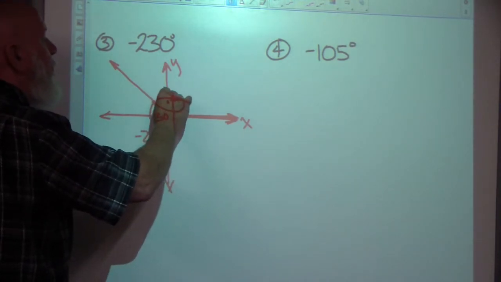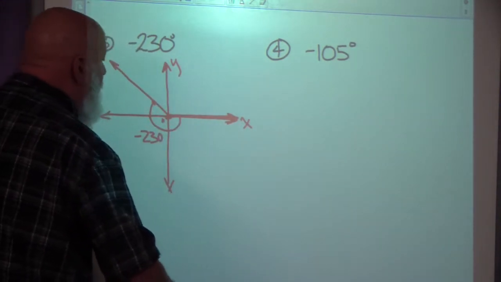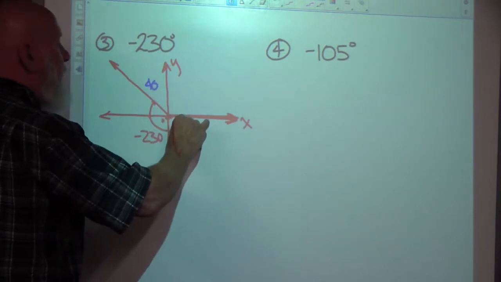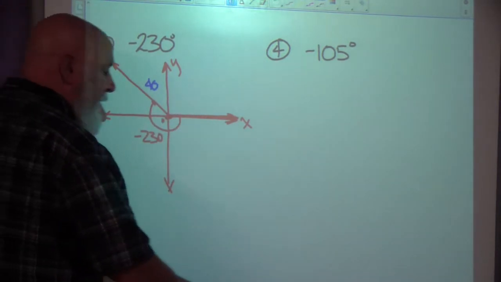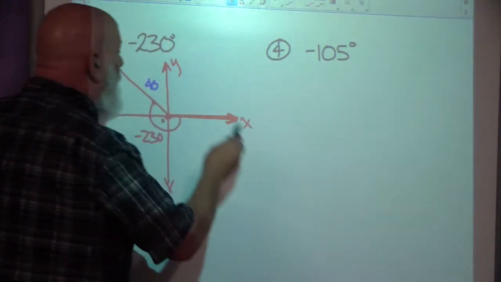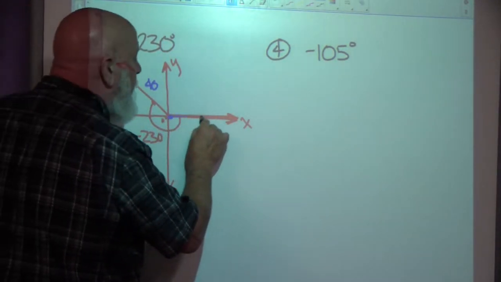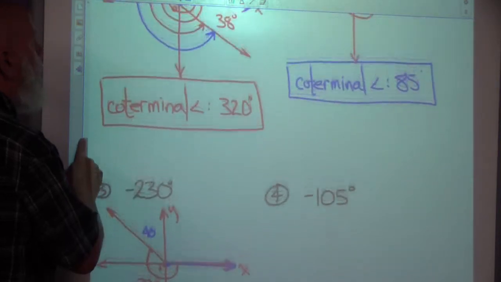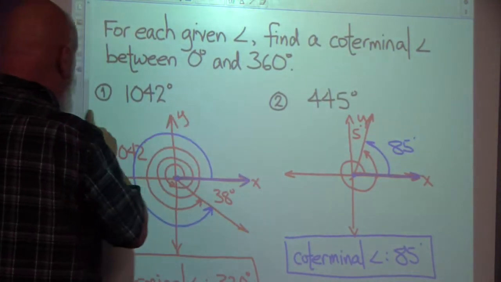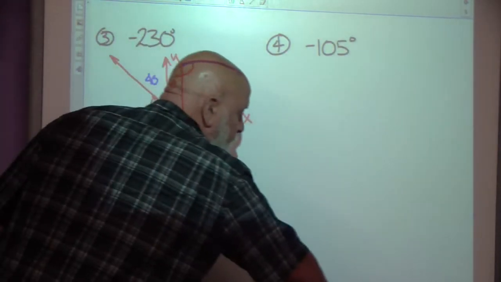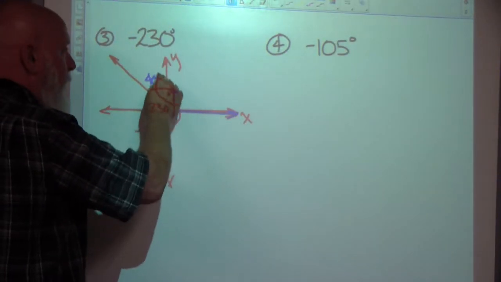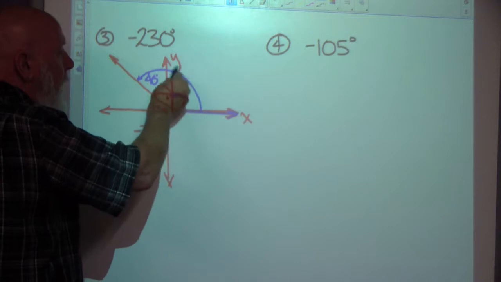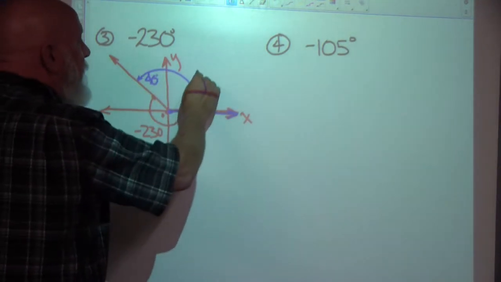If I went negative 270, that would make this angle right here 40 degrees. I'm 40 degrees shy of rotating negative 270 degrees. Therefore, if I'm looking for a coterminal angle, I'm looking for an angle that has the same initial side, but I have limitations on my coterminal angle. I want it to be between 0 and 360 degrees. That means I want it to rotate in a positive direction and stop in the same place as this. Well, I would rotate 90 and then another 40. So my coterminal angle would be 90 plus 40, which is 130 degrees.